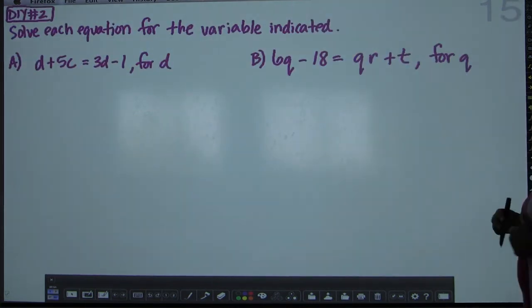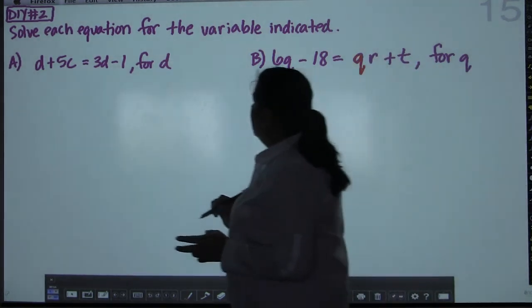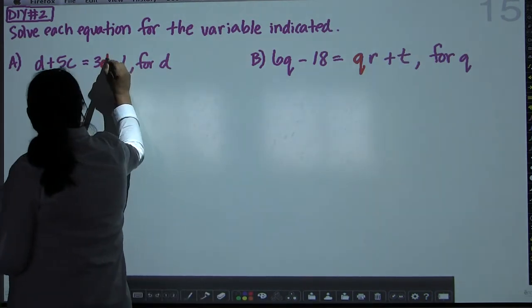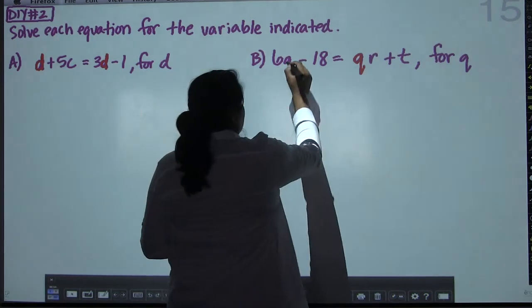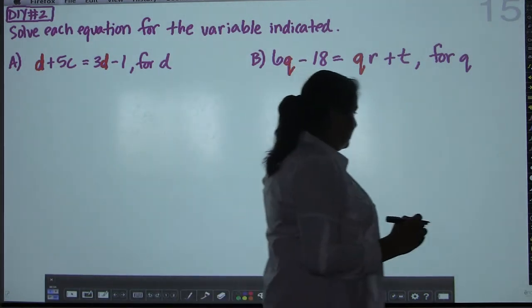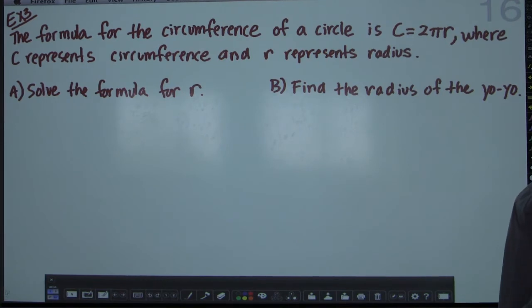All right, so you're going to have a chance to do that here with these two examples. And again, just want to remind you that in this case, we're going to use q as the variable. And over here we're going to have d, but there are 2 d's in that expression, and there are also 2 q's in this expression. All right, so good luck with that. And then we're going to go on to formulas.